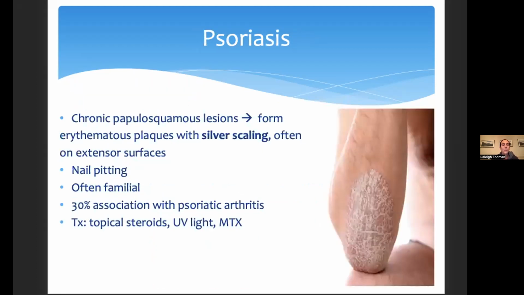Psoriasis, this is very common. It's not something we deal with in the ED too much, but it's a chronic papulosquamous lesion. You form plaques with silver scaling.